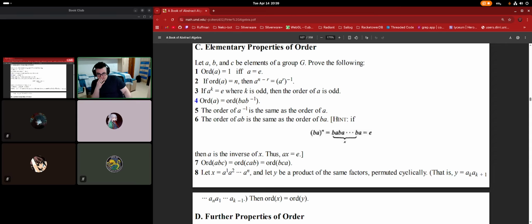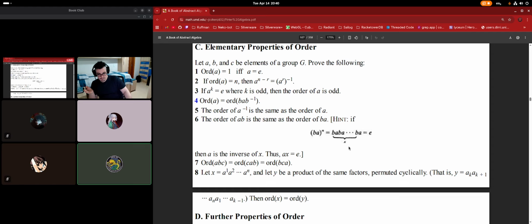It's also saying that if this is true, this is a hint, right? It is assuming that BA to the power of n is equal to e. Then a is the inverse of x, right? Because it's saying the x goes from this b all the way to this other b. And then this is true, right? Because this is a group and there is an e on the other side and we have an a here, then this entire thing must be equal to the inverse of a. Which also means that a is the inverse of x, because that's what we were naming this thing.